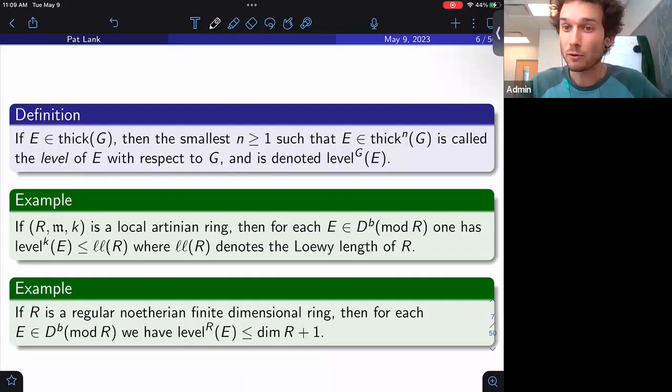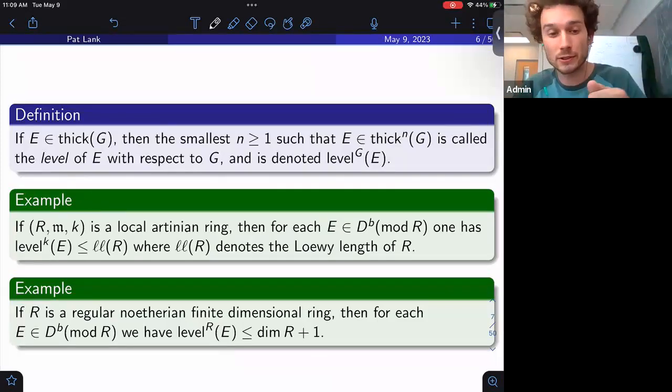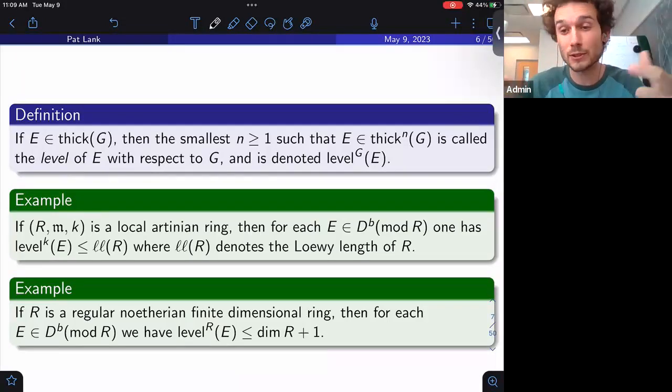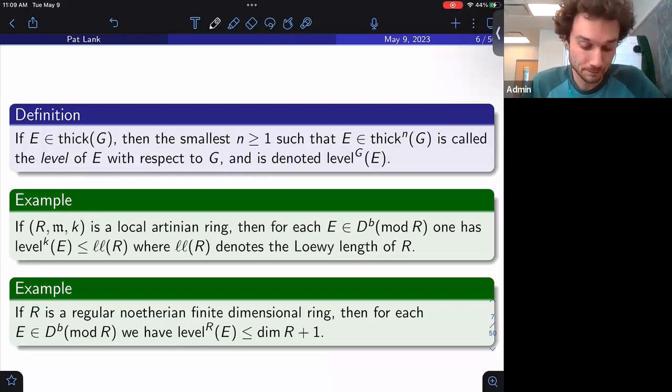Again, this level is keeping track of the number of cones, direct summands, and shifts, in some sense, to build E from G. So you have these operations in the triangulated category: shifts, direct summands, and cones. Using this decomposition for thick, you can keep track of the number of combinations of these rules, in some sense, to get your object E, at least up to direct sums and shifts.